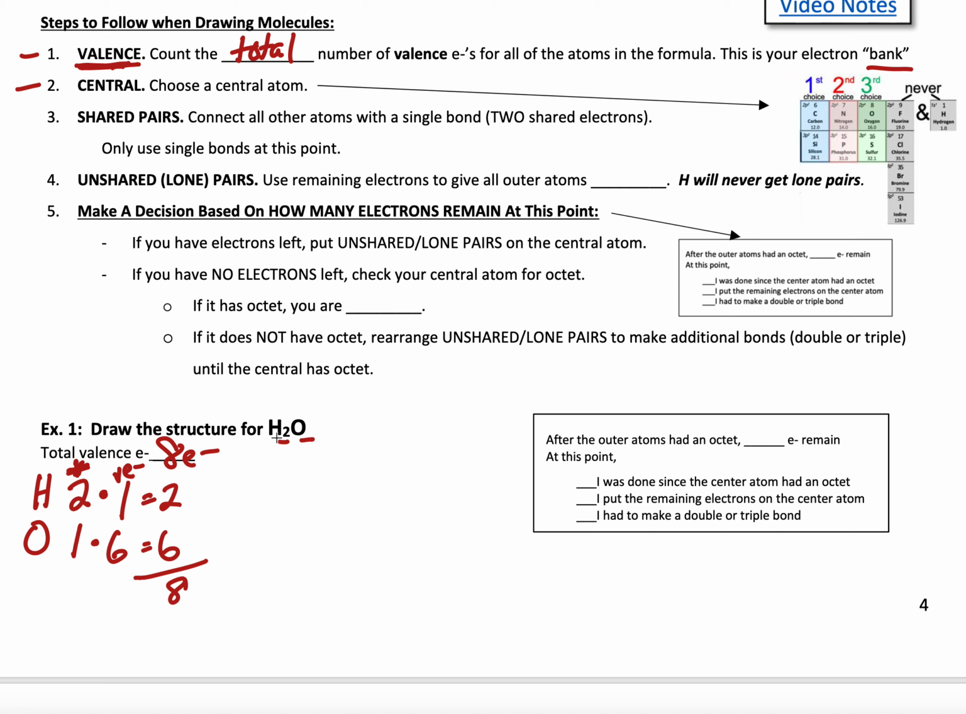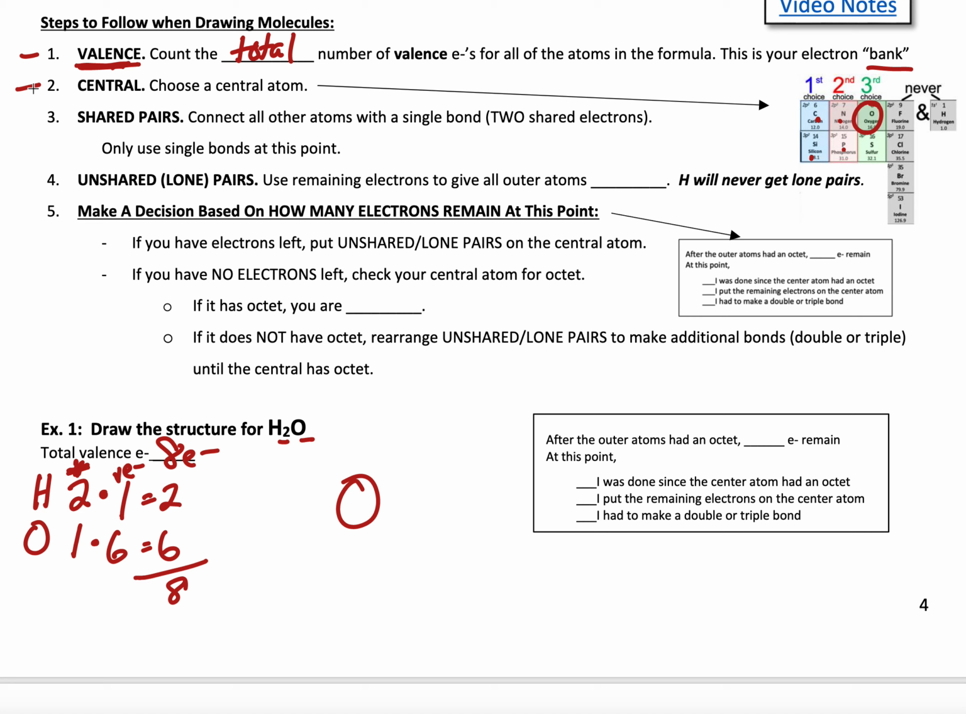So in our case, we have hydrogen and oxygen. We said we never put hydrogen in the center. We don't have carbon or silicon. We don't have nitrogen or phosphorus, but we do have oxygen. So oxygen goes in the middle. The other thing you can think about is symmetry. There's only 1 oxygen, and there's 2 of these guys. So it kind of makes sense that the hydrogens go on the sides.